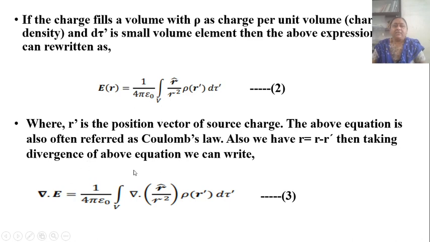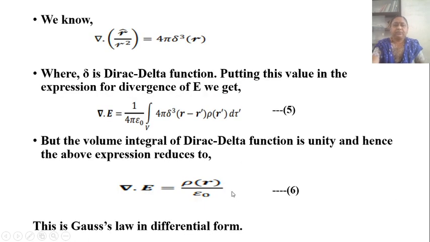Then, taking the divergence of the above equation, we can write, del dot E equal to 1 upon 4 pi epsilon 0 integral over volume V del dot R cap upon R square into rho(R dash) d tau. Also we know that del dot R cap upon R square equal to 4 pi delta cube, where delta is the Dirac delta function.